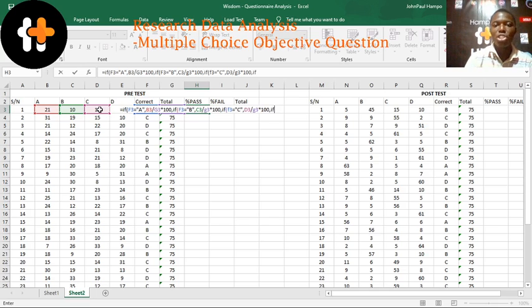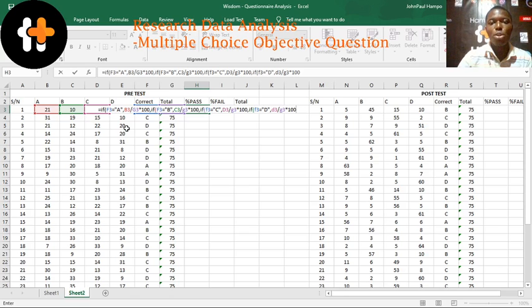Then do another consideration. If the cell F3 is equal to D, then what will you do? You pick D, which is D3, then you say D3 divided by the total G3 multiplied by 100. Then you close all your parentheses.